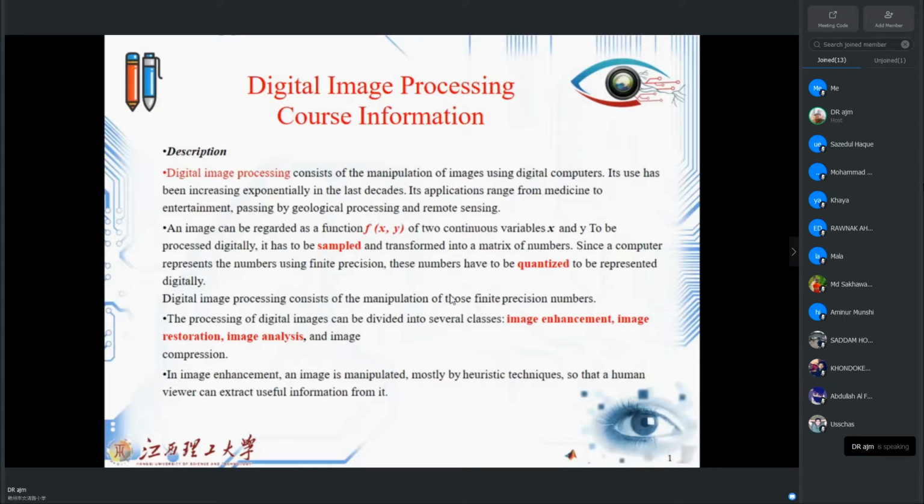In image enhancement, our image will be manipulated mostly by heuristic techniques so that the human viewer can extract useful information from it. Suppose I want to find your face specifically in the pictures, this enhancement will be useful.